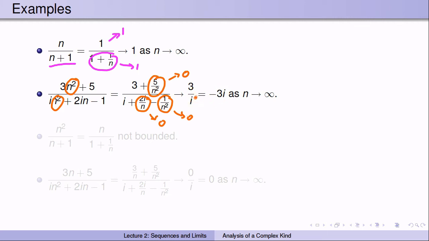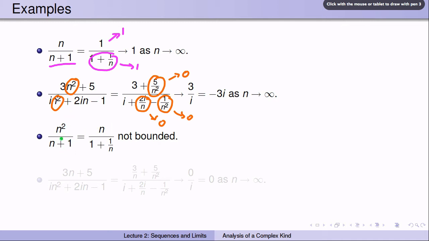We don't like to have imaginary numbers in the denominator, so this is equal to minus 3i. So the limit of the sequence is minus 3i. Here's another example: n squared over n plus 1.